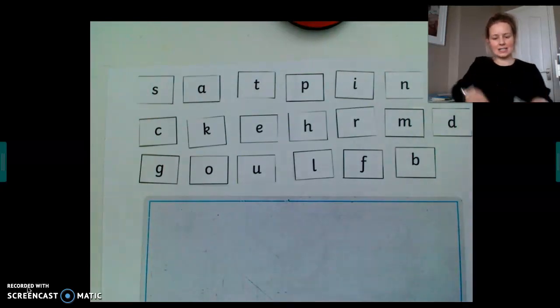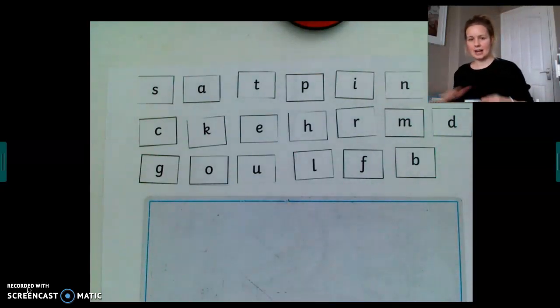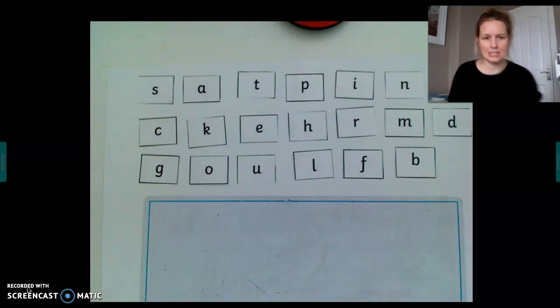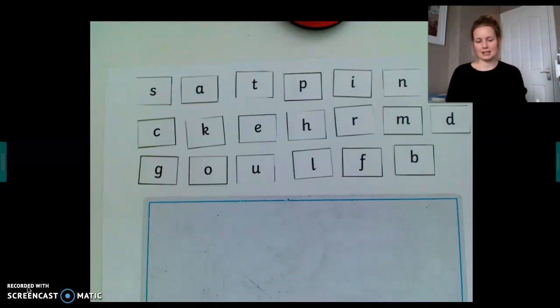Why don't we start to try writing our sounds? So what I want you to do, boys and girls, is I want you to get out your whiteboards and your whiteboard marker, and we're going to start to write some words, okay? So the first word we're going to write is fig. So let's listen out for the sounds in fig. Fig. What does it start with?